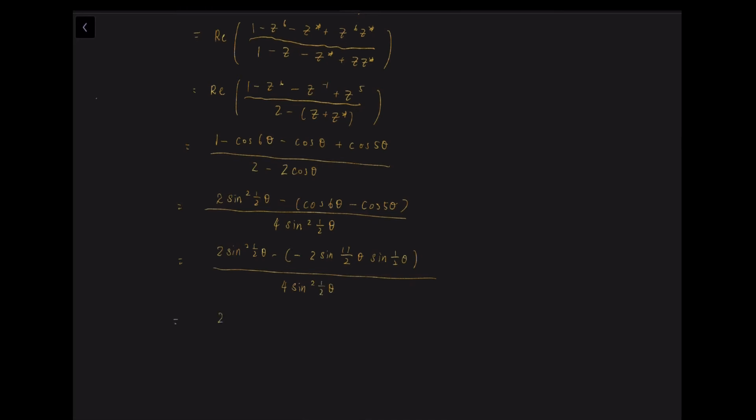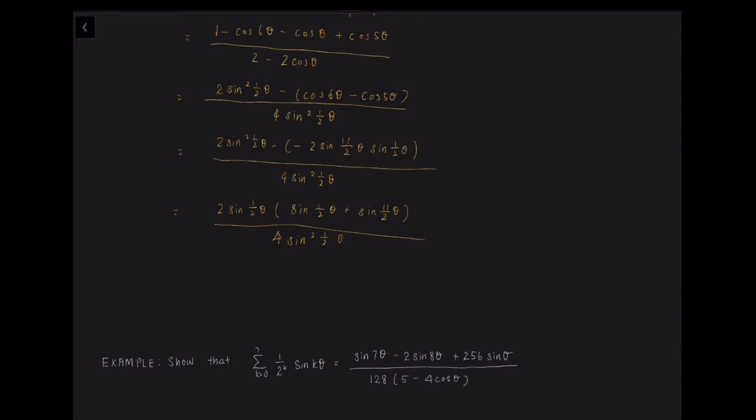And then the next step is to convert cos 6 theta minus cos 5 theta using the identity into negative 2 sine 11 over 2 theta sine half theta. Because we know that cos p minus cos q equals negative 2 sine p plus q over 2 sine p minus q over 2. We now factorize out the sine half theta and cancel it with the denominator. And what we have is sine half theta plus sine 11 over 2 theta.